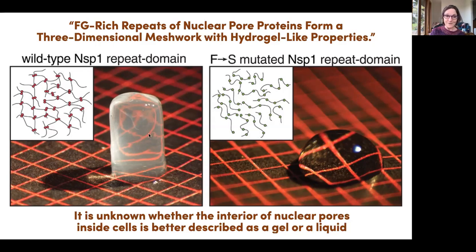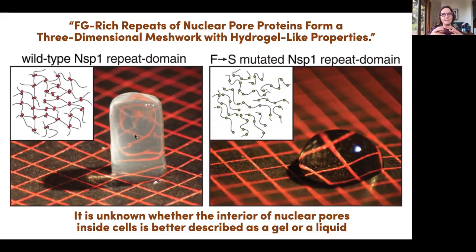And this is not a liquid. This is a substance that has some elasticity. If you poke it, it may deform, but it goes back to its original shape, and that's what makes it a gel rather than a liquid. This was an experiment to show that the phenylalanines within this tail are very important for the molecular interactions that these proteins undergo. In cells, it's not known whether the nuclear pore interior is more liquid-like or gel-like.